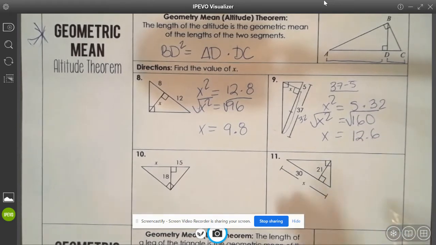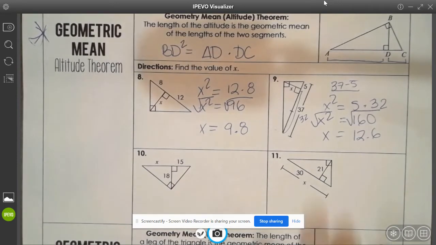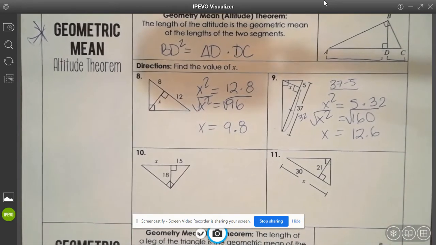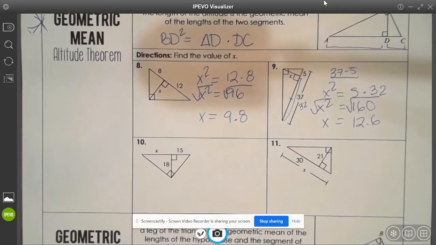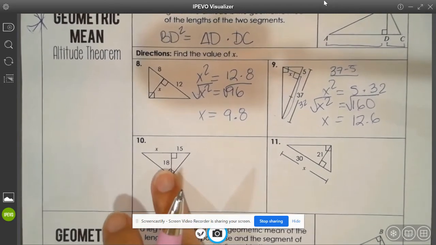12.6. And that is the altitude. So notice what they're giving you and what they're asking you for, okay? All right, so say about this one right here. They're giving you the altitude. You're not looking for it.